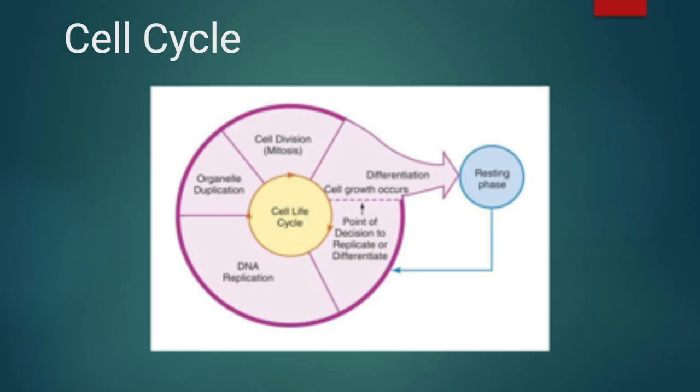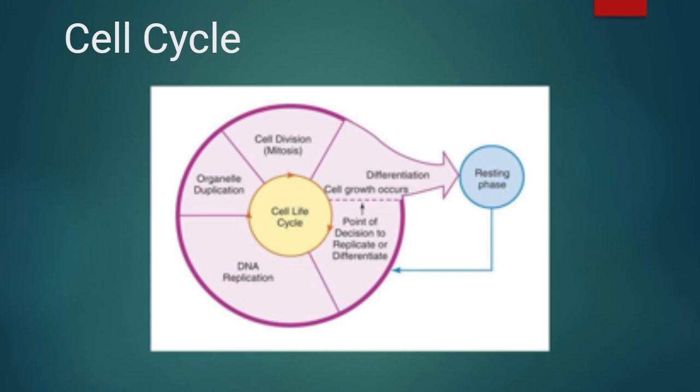Now let's look at the cell cycle, which is the process a normal cell goes through as it grows and divides. Cells don't just divide randomly, there is a very organized sequence. First, the cell makes copies of its organelles, then it duplicates its DNA, so each new cell has the same genetic information. After that, the cell goes through mitosis, which is the actual division process, creating two identical daughter cells. Once division is complete, the cell can do one of two things. It can differentiate into a specialized cell, like a muscle cell or a nerve cell, or it can return to a resting phase until it's needed again.